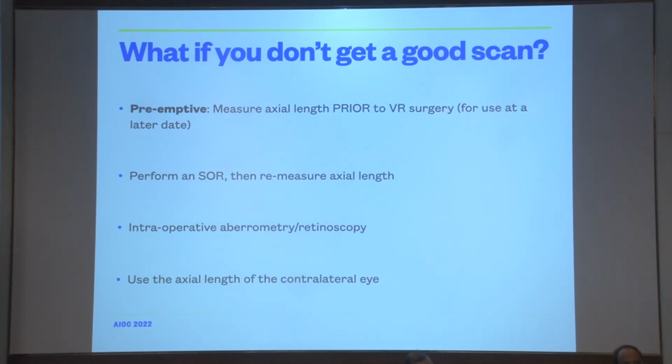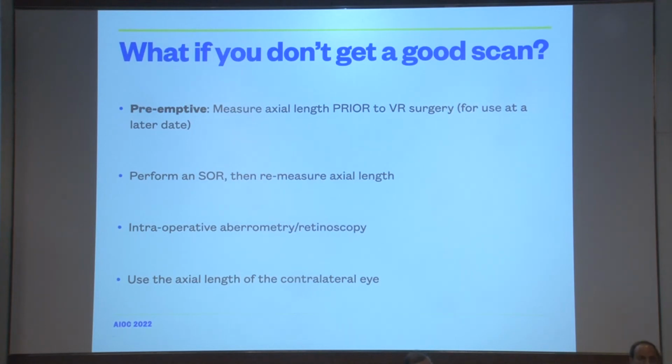Well, a very important preemptive solution is to measure the axial length prior to VR surgery, so that we can use this at a later date when we are going ahead with the cataract surgery. Also, another thing we can do is remove the silicone oil and then remeasure the axial length and then later on implant the IOL.